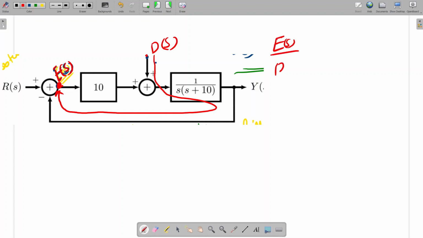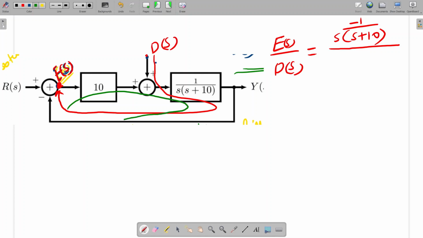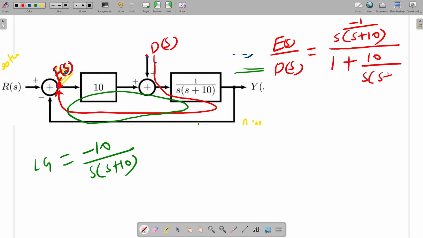E(s) by D(s) is equal to our forward path gain, which will be minus 1 by s into (s plus 10). And one loop is there, that loop is this one. So it is forward path divided by 1 minus loop gain. The loop gain will be equal to minus 10 by s into (s plus 10). So 1 minus loop gain I am doing, so that will be 1 plus 10 by s into (s plus 10).